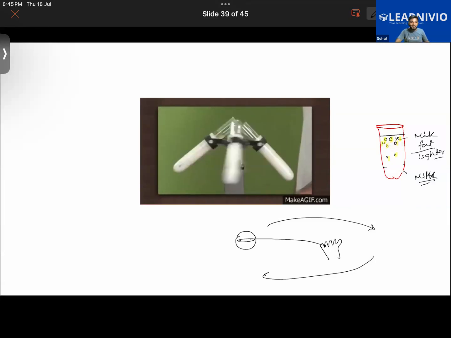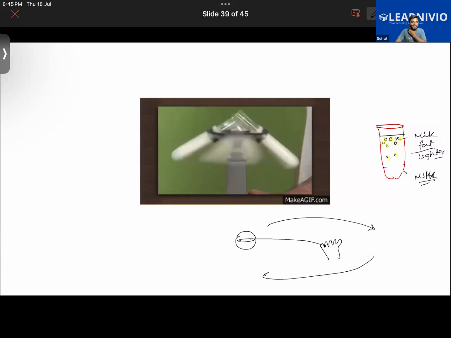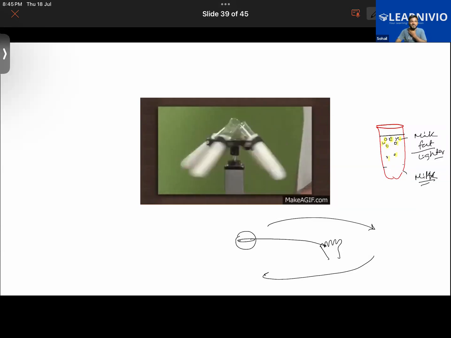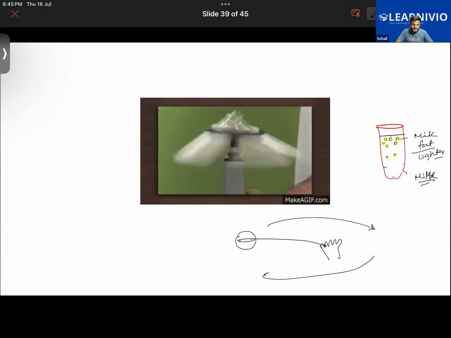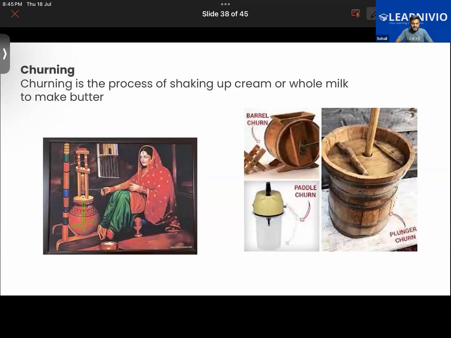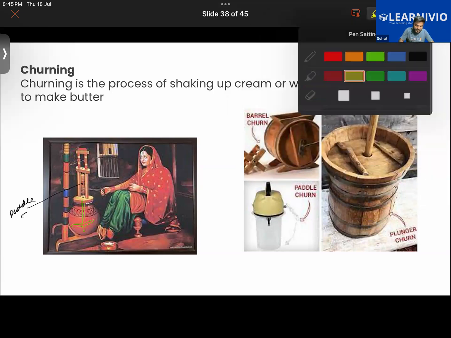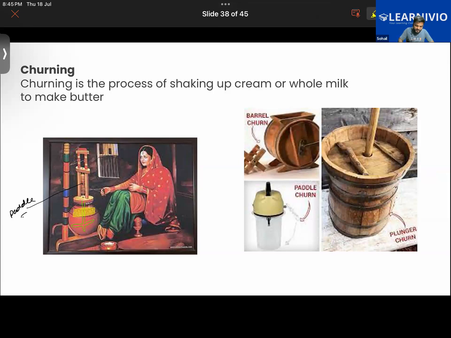So that is what happens over here. That is the whole principle of the centrifugation done for separation of milk. Here also, as this woman would be churning the milk via this paddle, as this is being rotated, the fat inside will accumulate on the top, and later it will be separated manually.